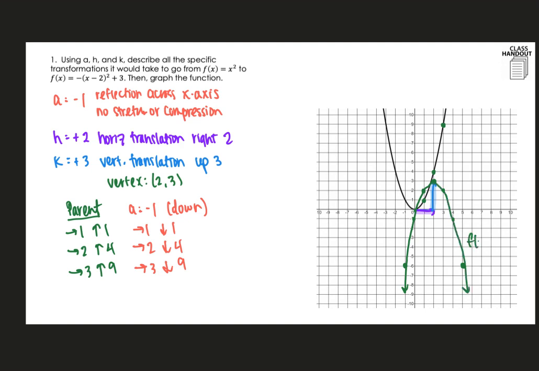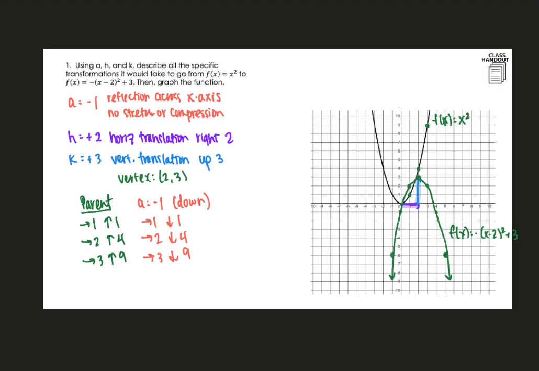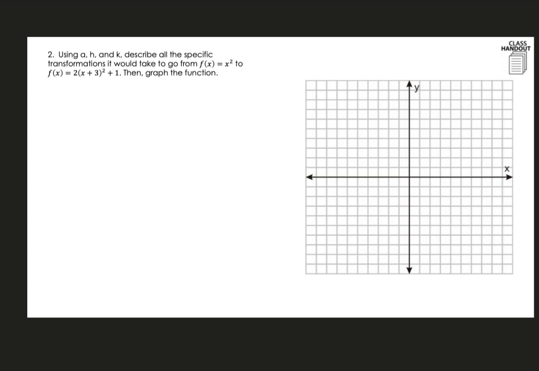This is f of x equals negative x minus 2 squared plus 3. And this is our parent function, f of x is equal to x squared. So as we can see, we know that our vertex has been translated, and then the only transformation we did was we reflected it, so it faced down instead of up. All right, now let's take a look at example 2.